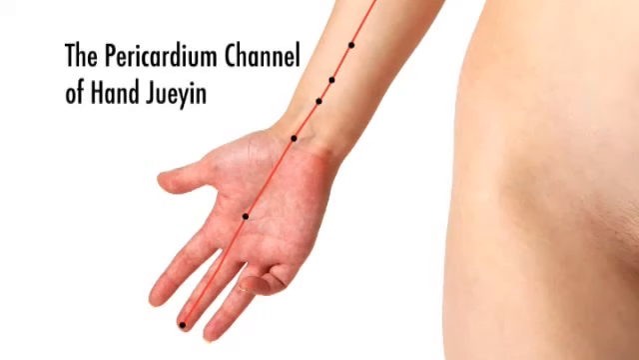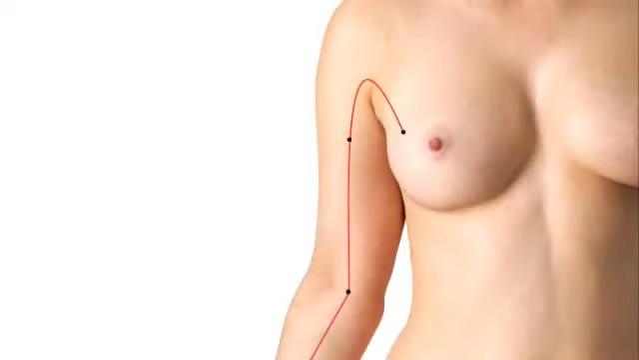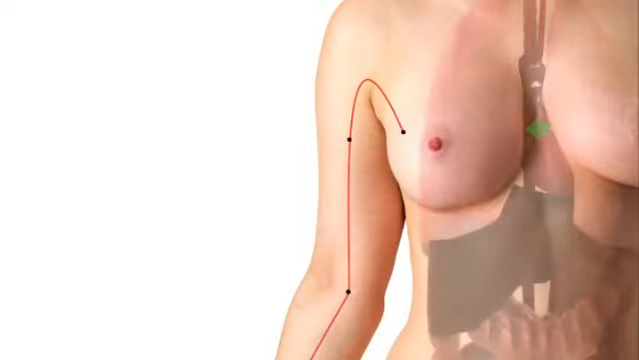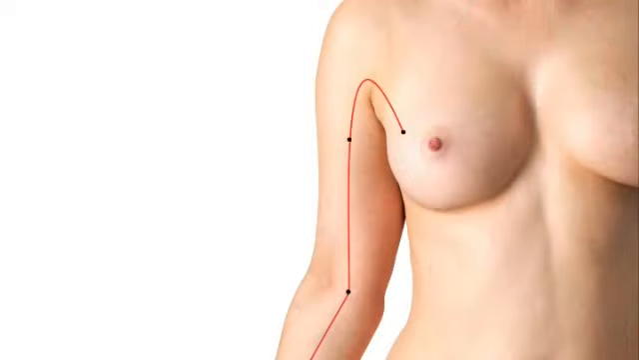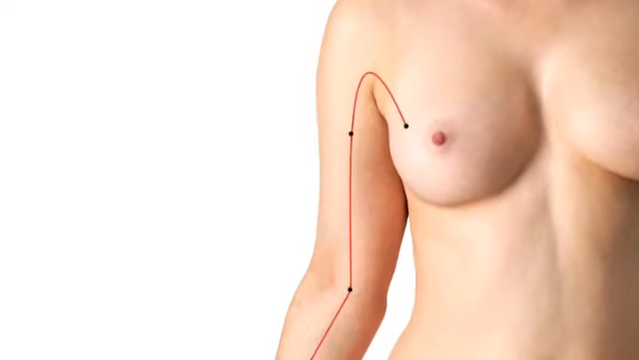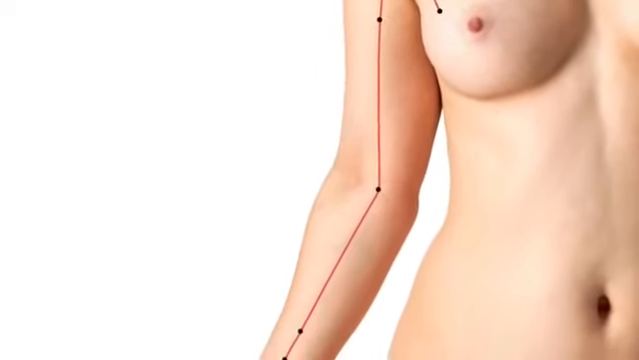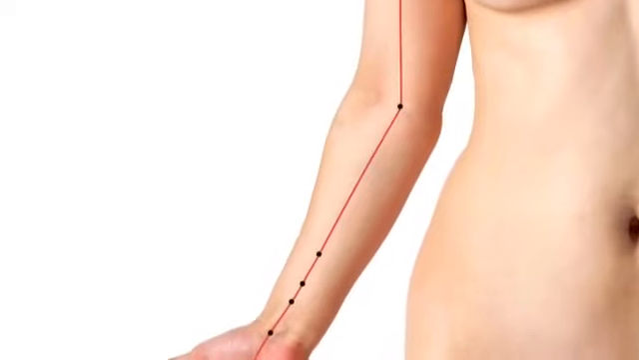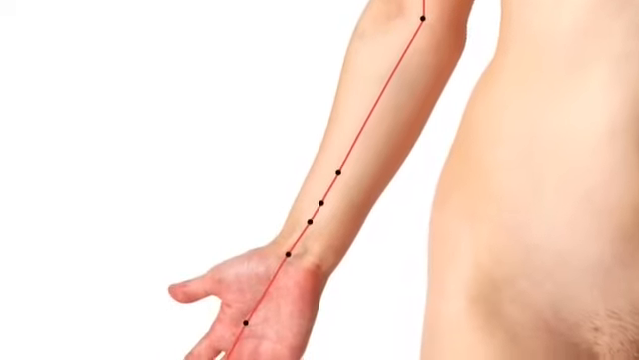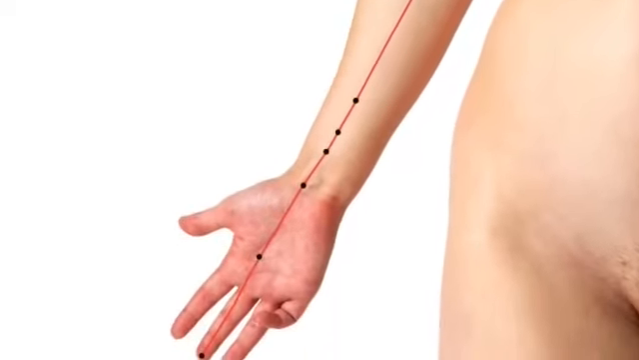The pericardium channel of hand Jue Yin originates in the centre of the chest and connects with the pericardium. It moves laterally and comes to the surface at pericardium 1, 1 sun lateral to the nipple in a male. The channel then descends the upper arm in between the 2 heads of biceps brachii and descends the forearm in between the tendons of palmaris longus and flexor carpi radialis, passing through the wrist at pericardium 7.